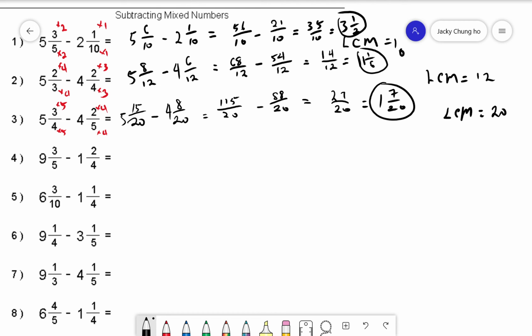Number 4, again the LCM will be 20 because I'm looking at the denominators of 4 and 5. So multiply by 4, multiply by 5 here. So to rewrite it, it will be 9 and 12 over 20 minus 1 and 10 over 20. This will be 8 and 1 over 10.